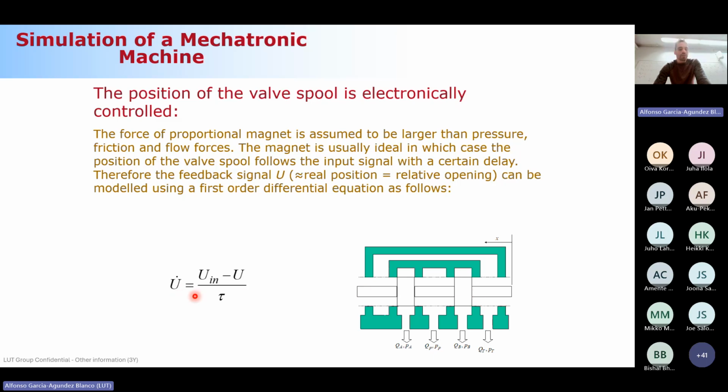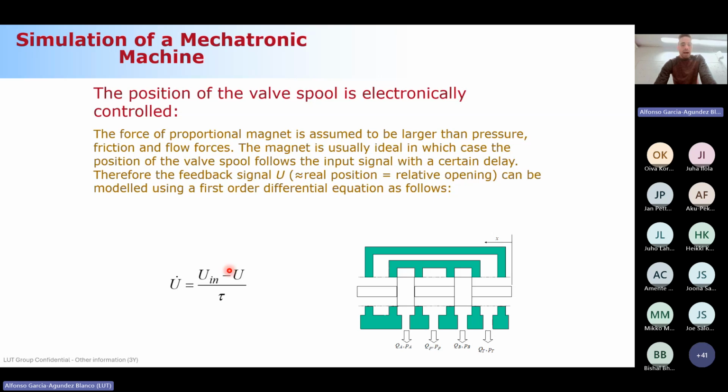So you have here the time derivative of U, and this is equal to U_in, which is the input or the reference, minus the real displacement, divided by tau. This tau is just a delay. So this equation, if you are asked about it, is representing the valve dynamics.